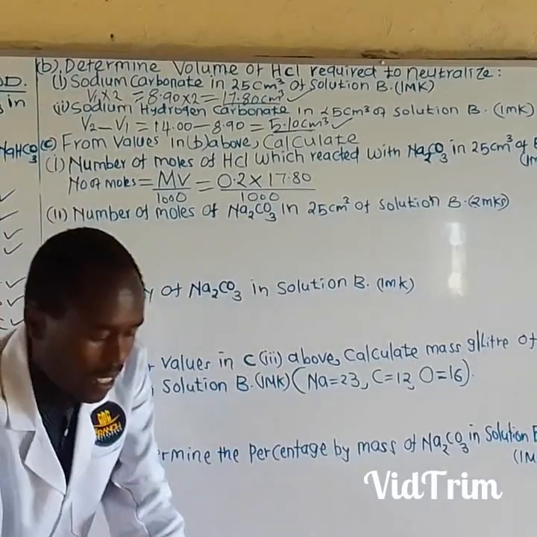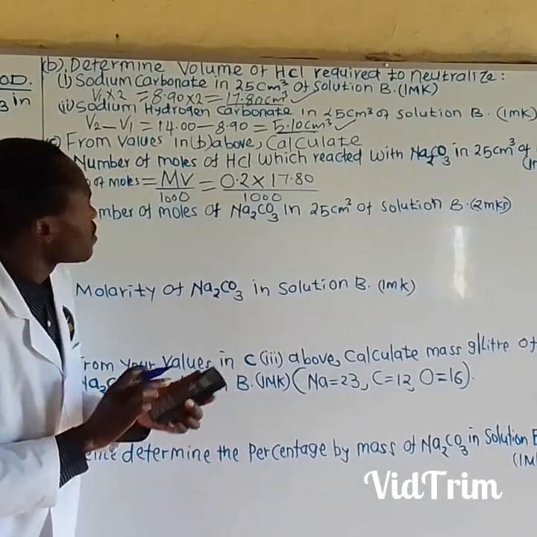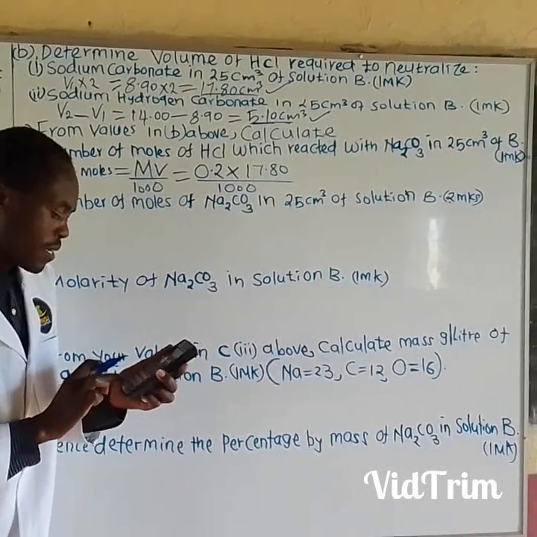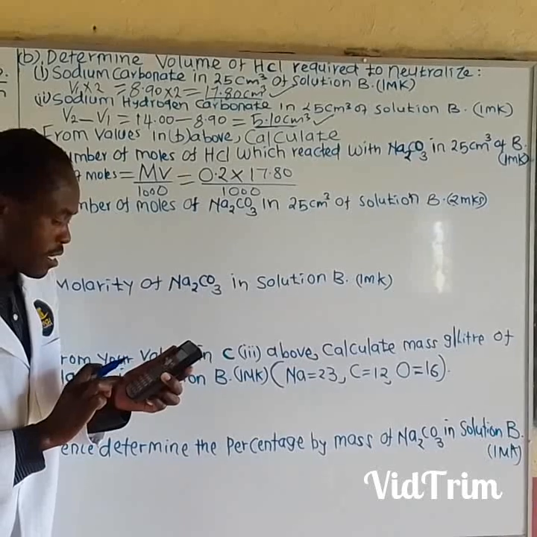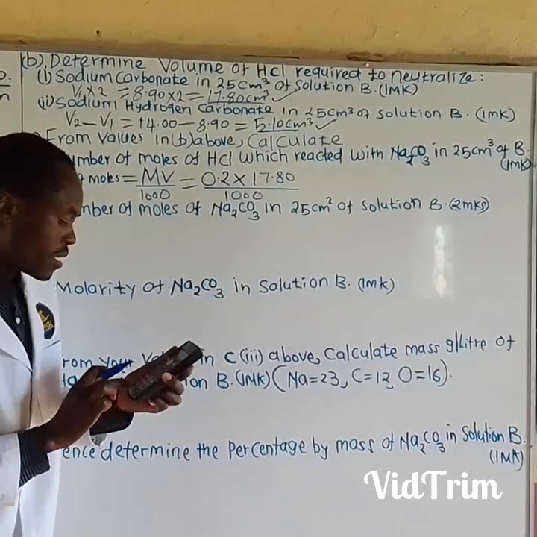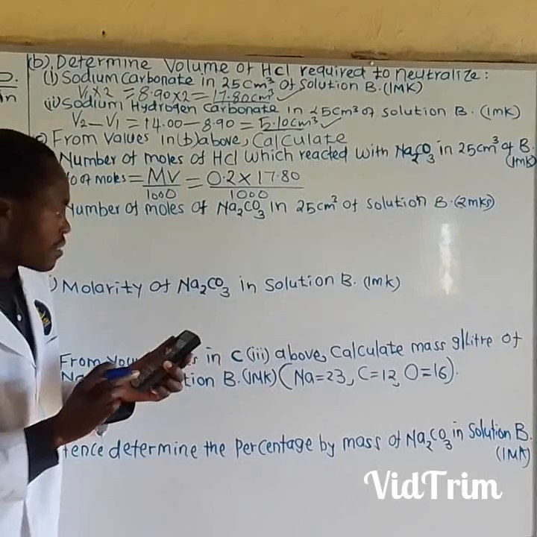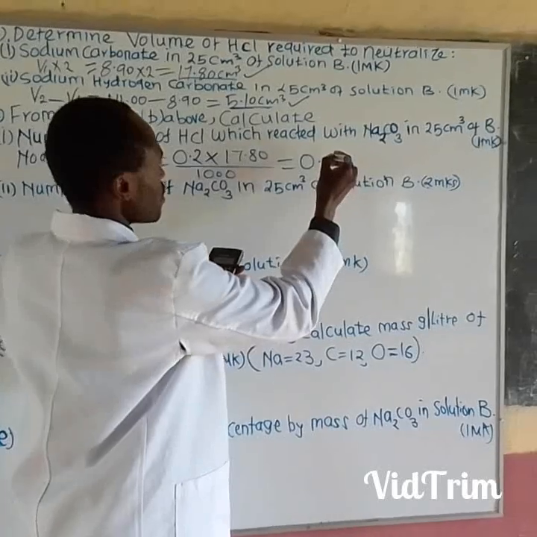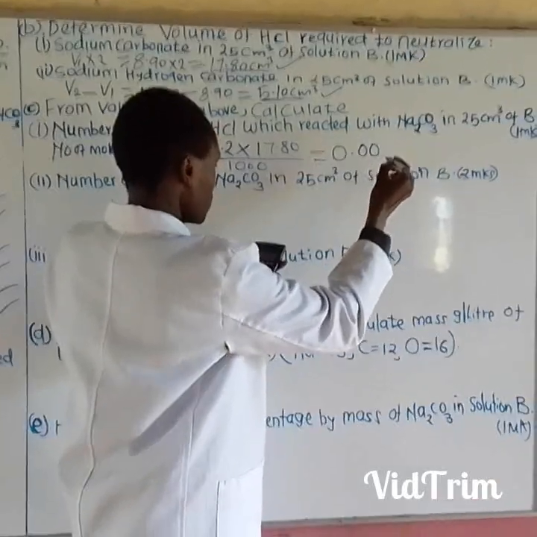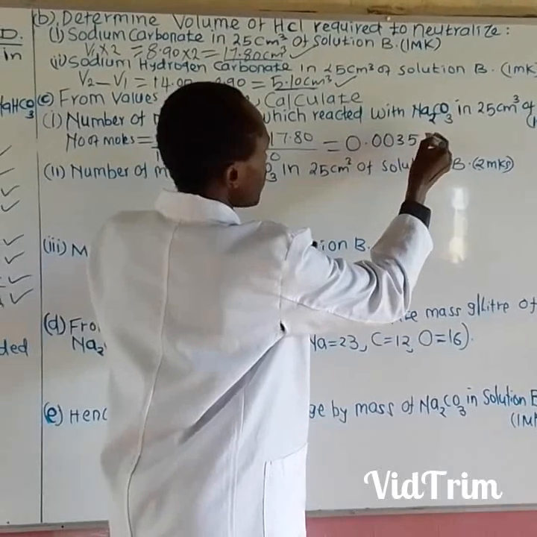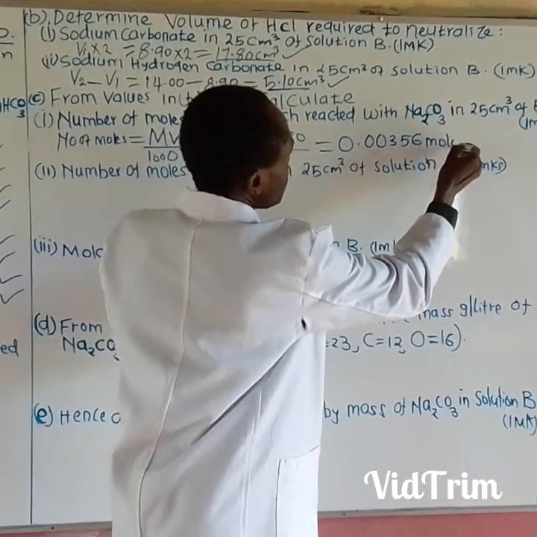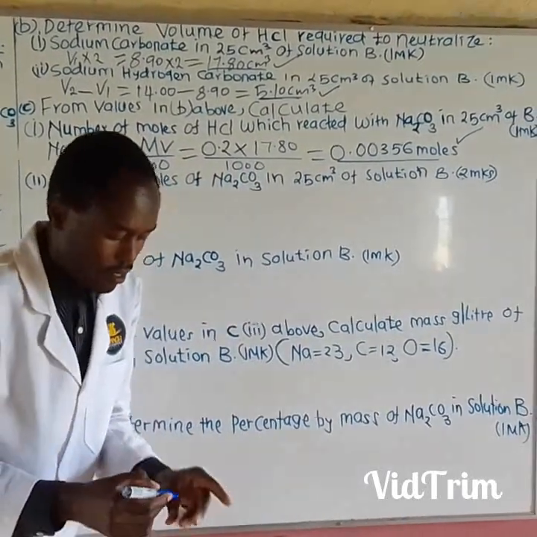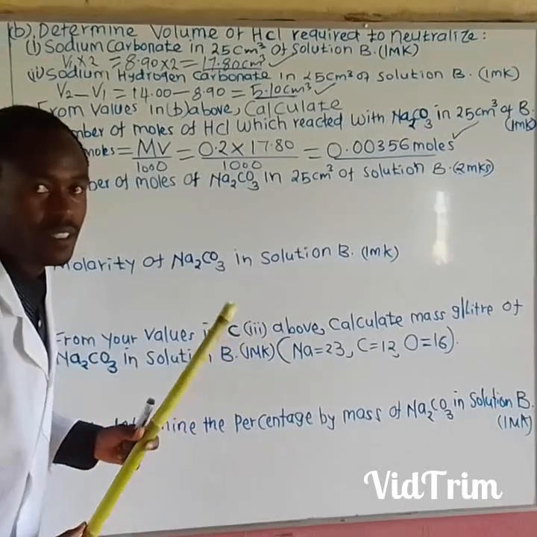So you take now the calculator and follow me. That is 0.2 times 17.80. Then I divide by 1000. That gives me 0.00356 moles. Then I put a tick. Is it okay, my student? So we move on. Is it okay?